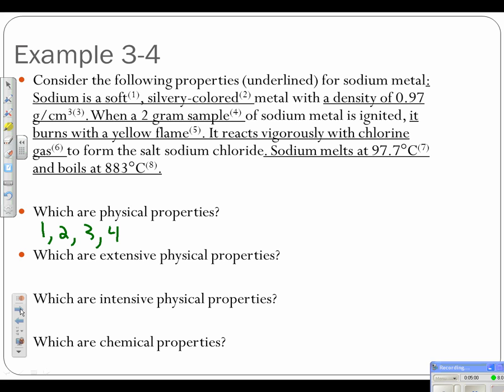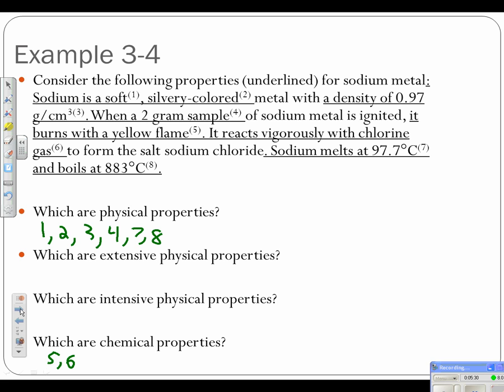It burns with a yellow flame. That's flammability. So that is a chemical property, which is going to be down here at the bottom. So we'll put 5 right down there. It reacts vigorously with chlorine. That's a reaction. So that's going to be a chemical property. And it melts at 97.7. So that's a melting point. It's still going to be sodium. And still melting and boiling, it's still sodium regardless of what's going on. So both 7 and 8 are physical.